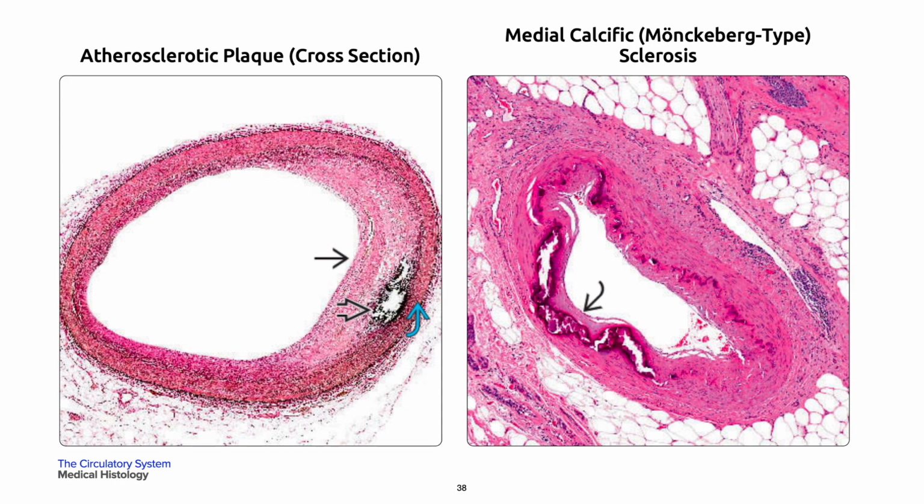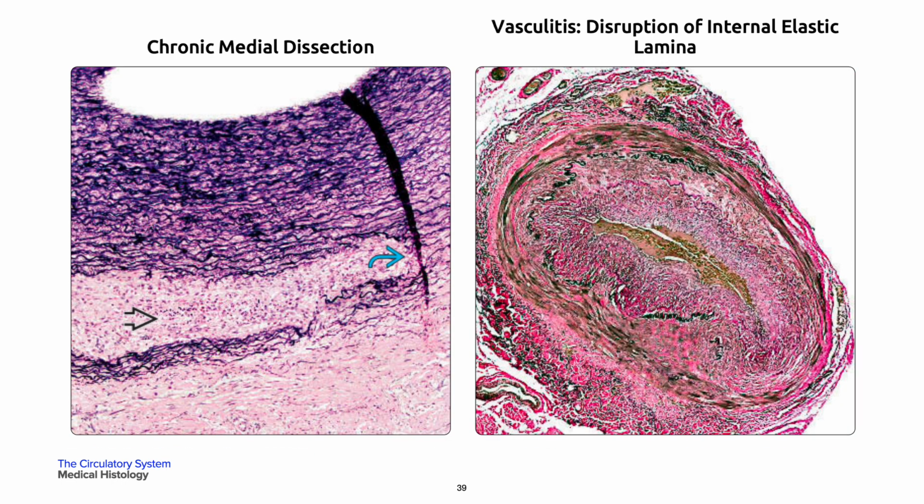On your left is a photomicrograph showing an elastic artery with a chronic medial dissection plane. A new cavity, or the false lumen, has developed in a dissection plane (curved blue arrow) within the media, filled with old organized thrombus (bold black arrow).